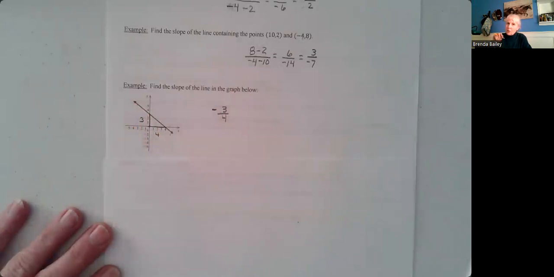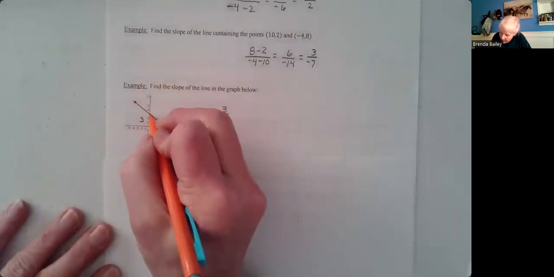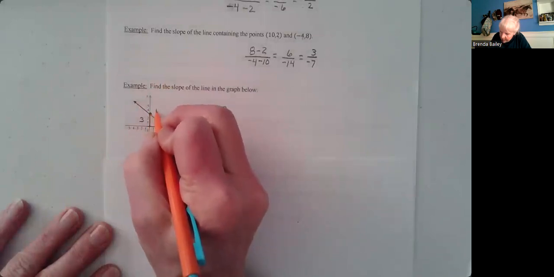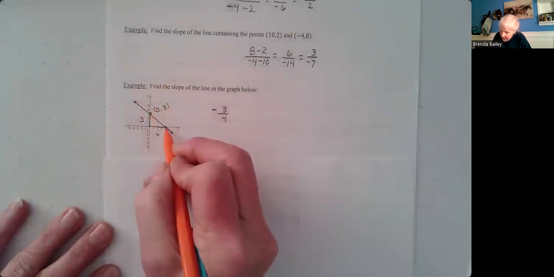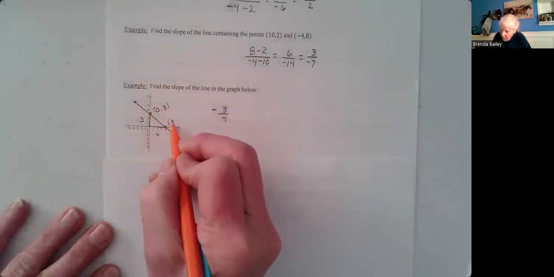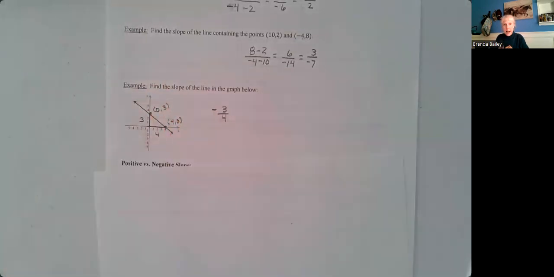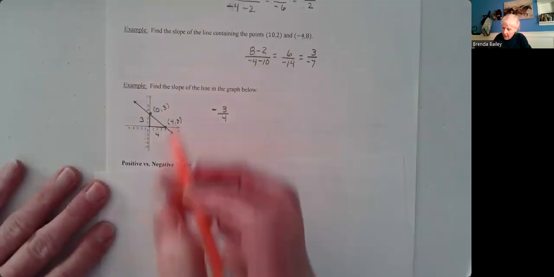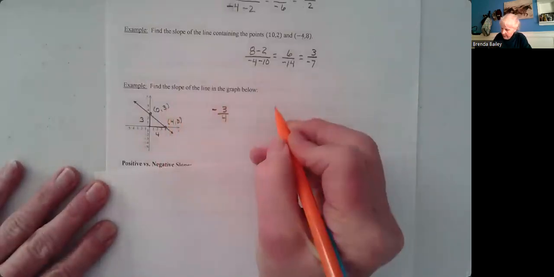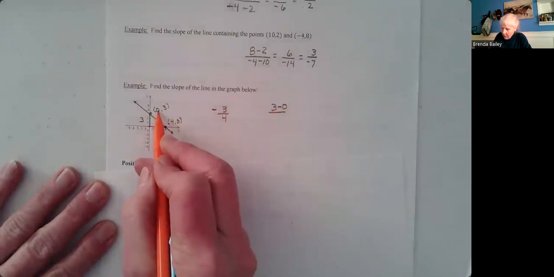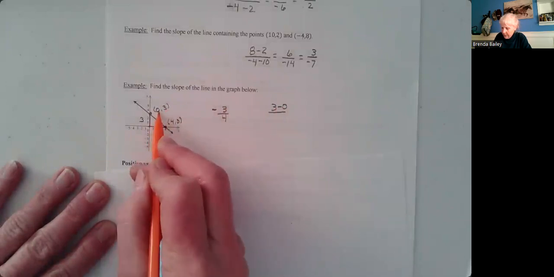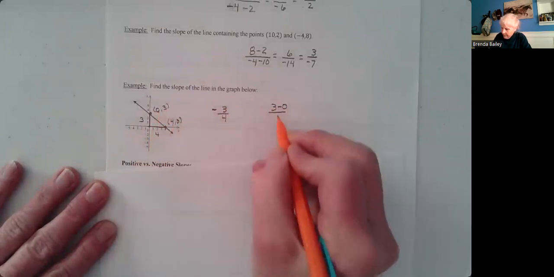Now, what happens if you just want to find points rather than counting blocks? This point right here is the point 0, 3. This point here is the point 4, 0. Now you can take the difference in the y's over the difference in the x's. 3 minus 0, those are the y's. The x's, since I started with the 3, I'll start with the 0 underneath. 0 minus 4.